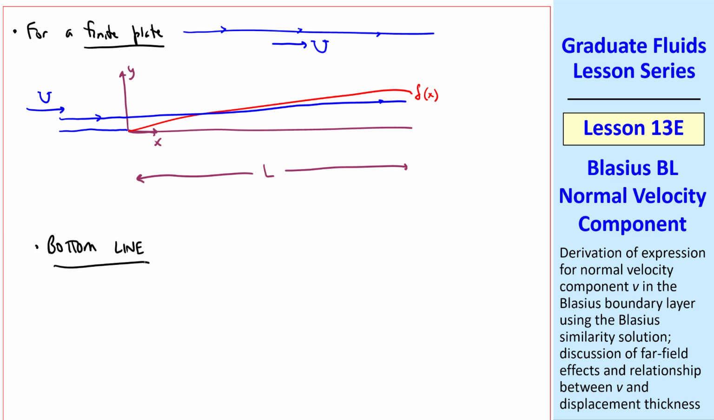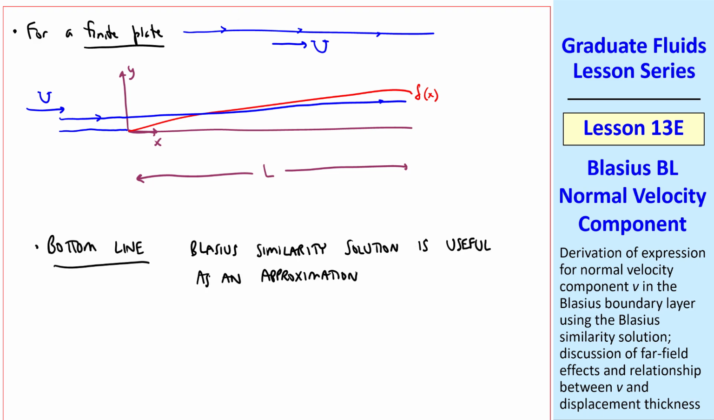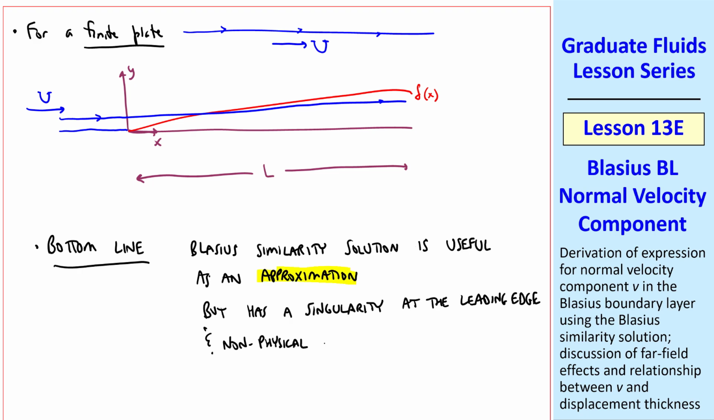The bottom line is that the Blasius similarity solution is useful as an approximation, but it has a singularity at the leading edge, and non-physical effects far away from the plate. Nevertheless, at some x location, the profile shape predicted by Blasius is an excellent approximation, even for a finite flat plate, but we have to stay away from this singularity point, and we can't trust the solution as we go to higher and higher y values.